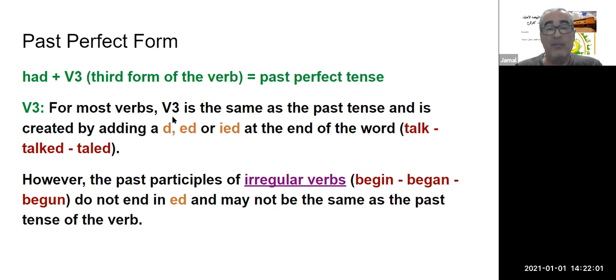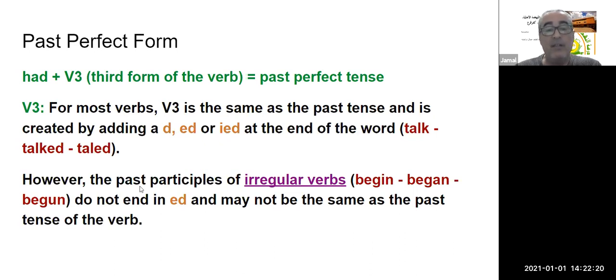Verb 3 for most verbs is the same as the past tense. This is what we call the regular verbs. Okay? We usually form it by adding d or ed or ied. For example, talk, talked, talked. Okay, this should be with a k. A k is missing here.